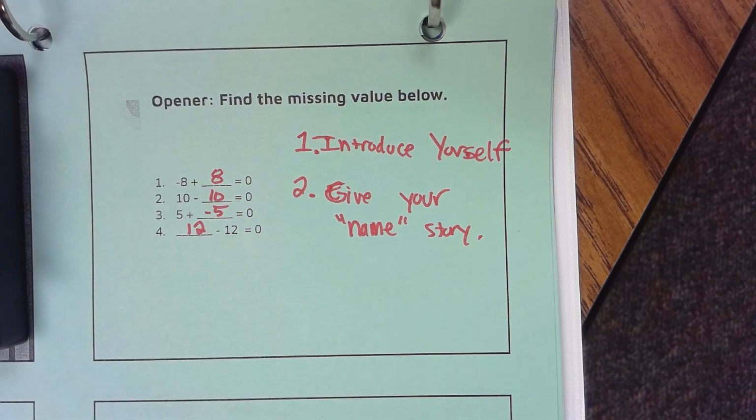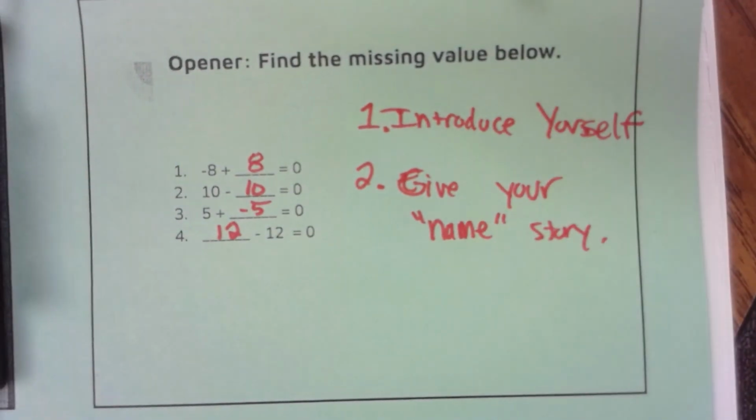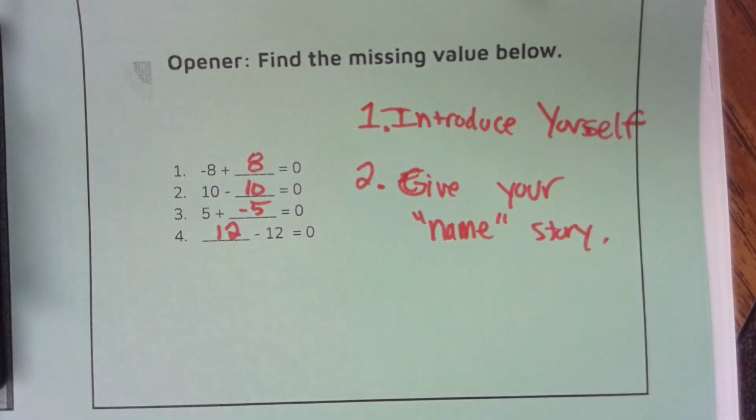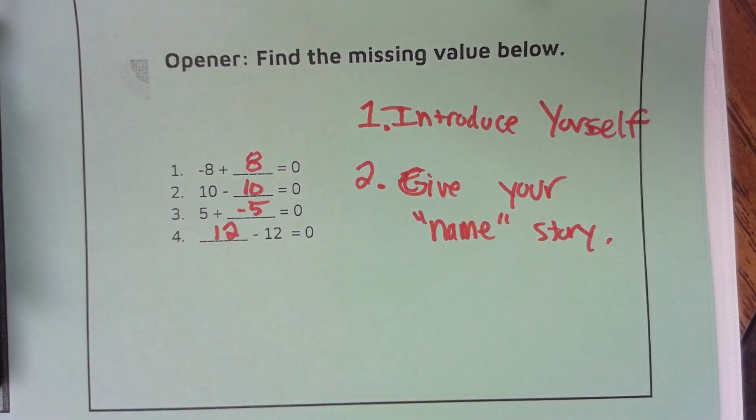For the opener, all you're doing is finding what number plus the other number minus the other number gets you to 0. Negative 8 plus 8 is 0. 10 minus 10 is 0. 5 plus negative 5 is 0. 12 minus 12 is 0. Okay, not much to it, right?